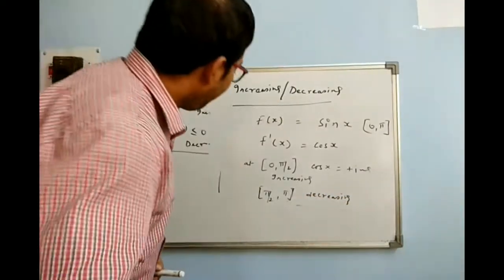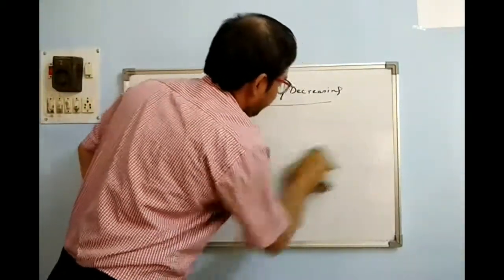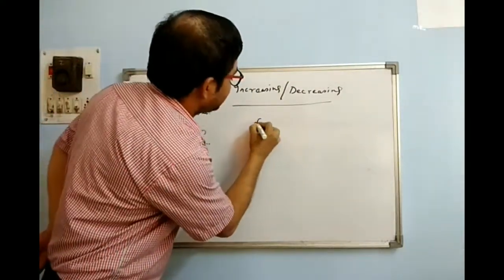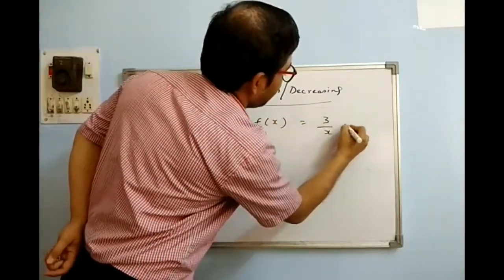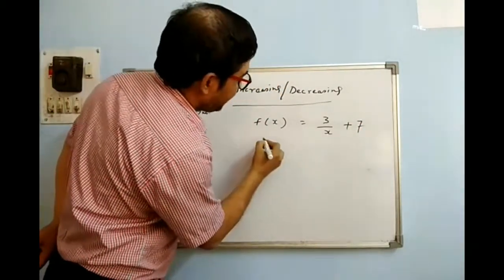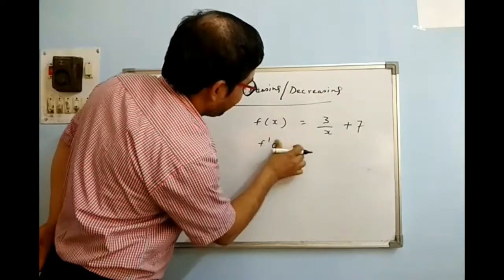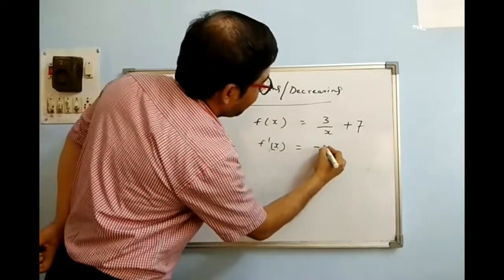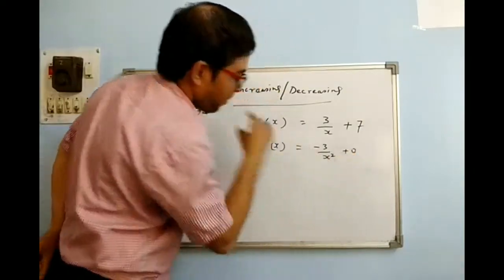Okay, I am taking one more example to check the interval where it is increasing or decreasing. If f x is 3 by x plus 7, anything like this, we have to check whether it is increasing or decreasing, in which interval. So if I am finding f dash x, it is coming out to be minus 3 by x square plus 0.